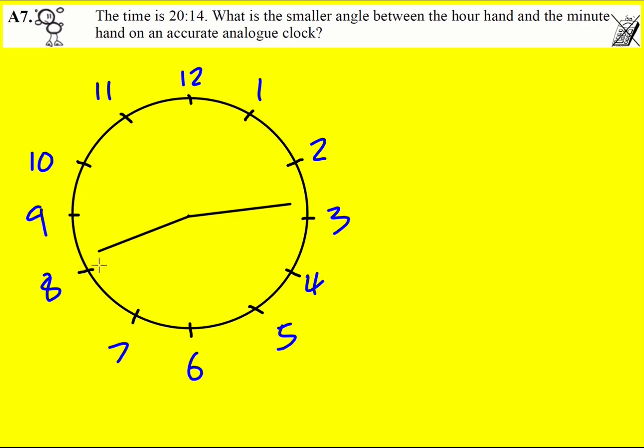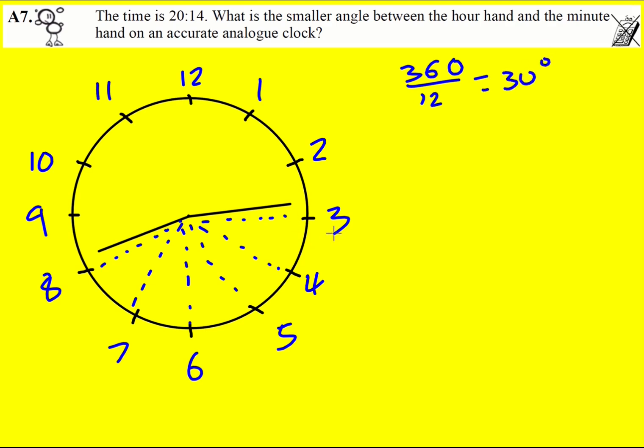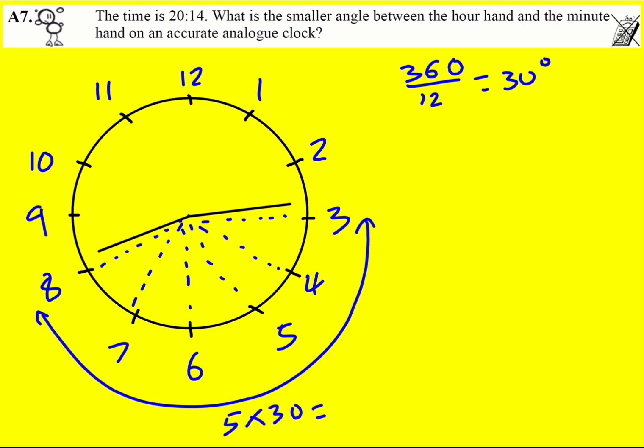Right. So I can split this up into some, well, not triangles, they're going to be sectors. And there's 360 degrees in a full turn. It's going to be 12 sectors going round, so each one is 30 degrees. That's worth knowing, to be fair. Each one of these is 30 degrees, so between 3 and 8, I've got 5 of them, so it's 5 times 30, 150 degrees. Okay, we're off to a good start.